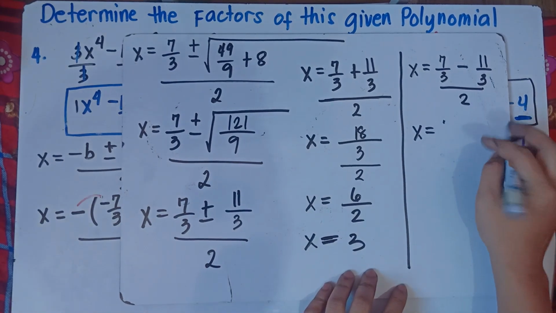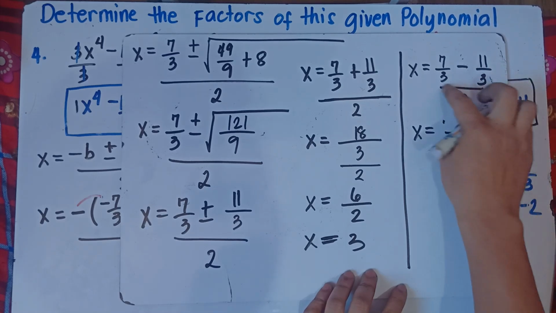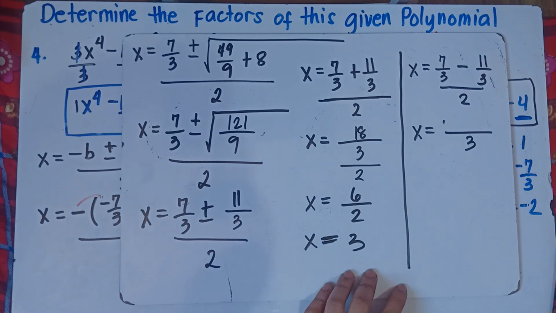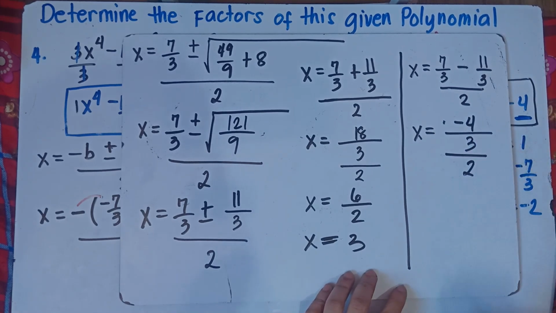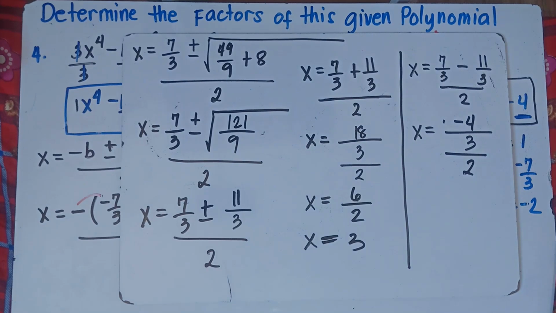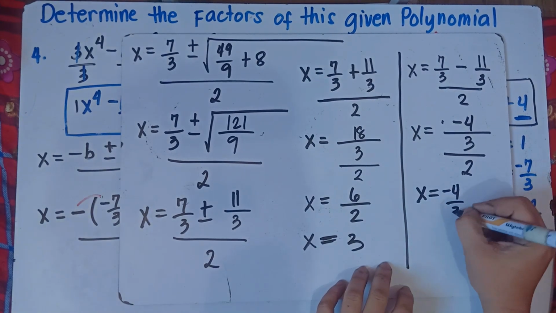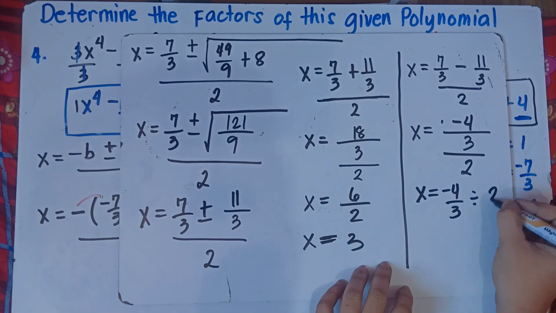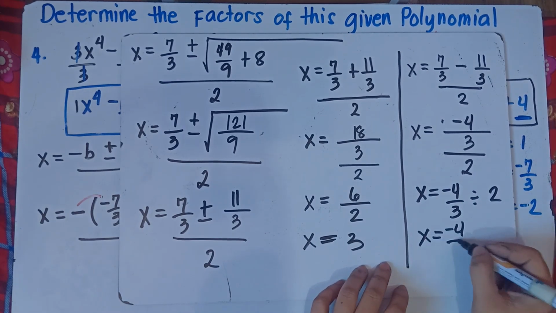over 3 minus 11 over 3. So copy denominator 3. Then 7 minus 11, that is negative 4, divided by 2. Alright, so negative 4 over 3 divided by 2. So this will be x equals negative 4 over 3 divided by 2. Or you can write this one as x equals negative 4 over 3.